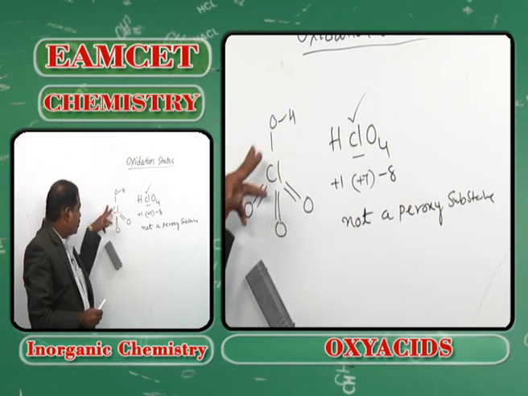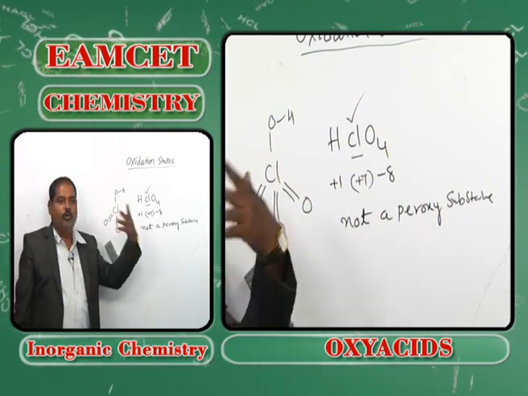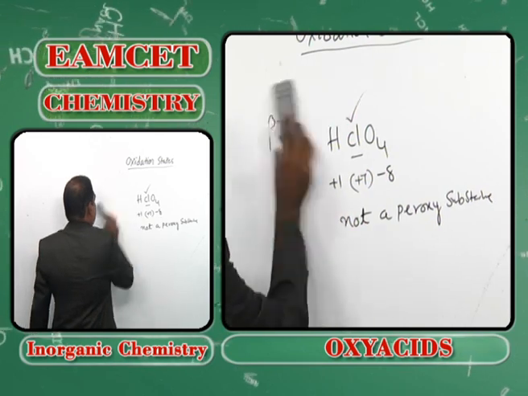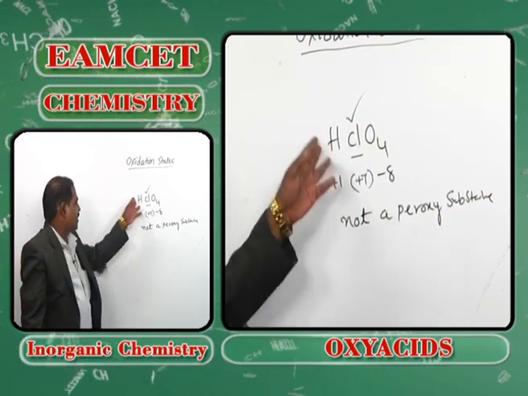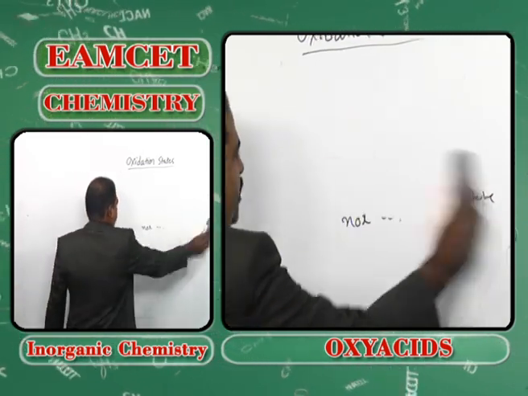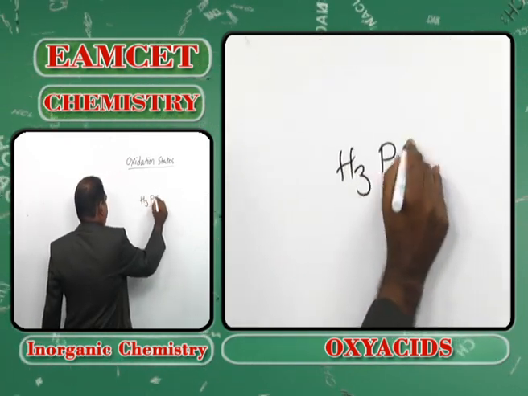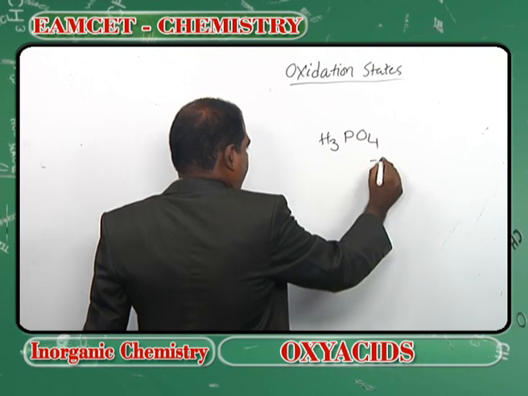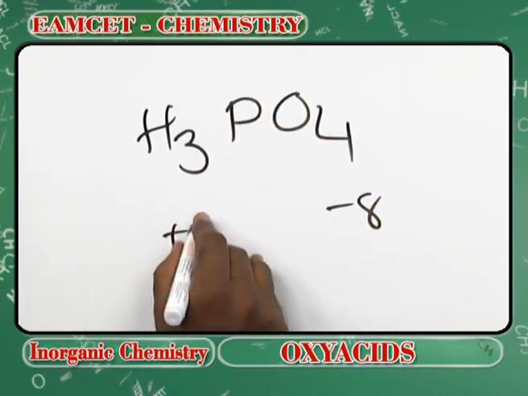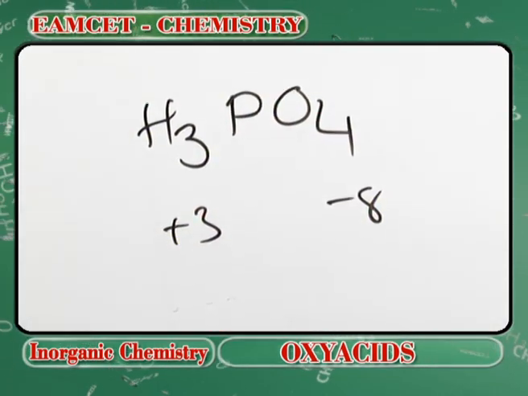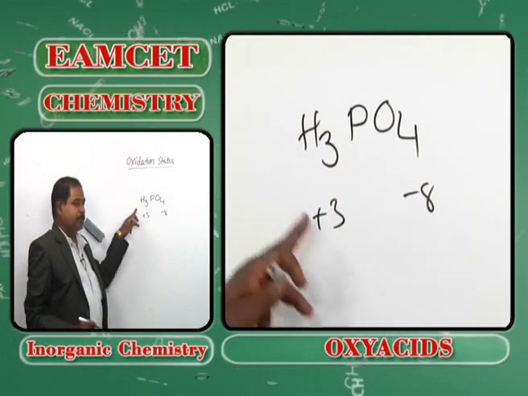So instead of drawing the structure and finalizing that there is no O single bond, even without this structure, just look at it, -8. So H3PO4, does it contain a peroxy bond? H3PO4, -8, 3 hydrogens plus 3. What did I tell you about hydrogen? Most of the cases it is +1.